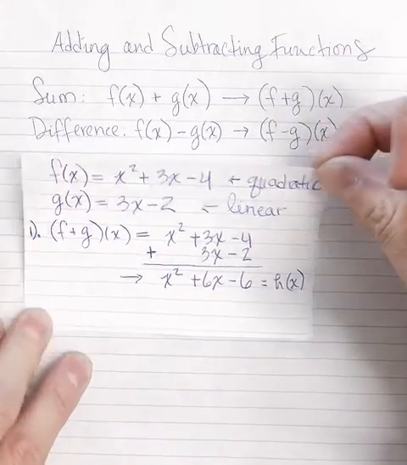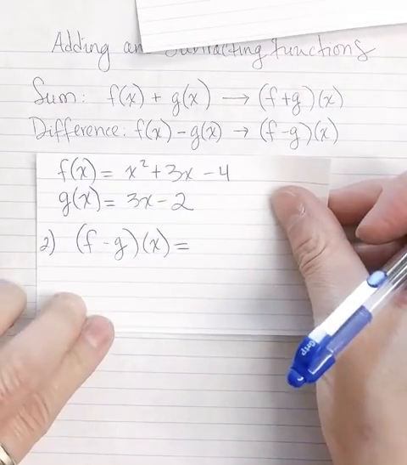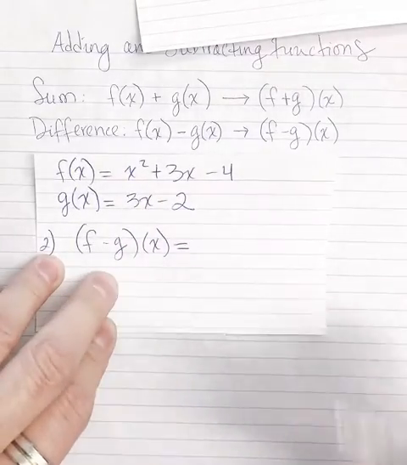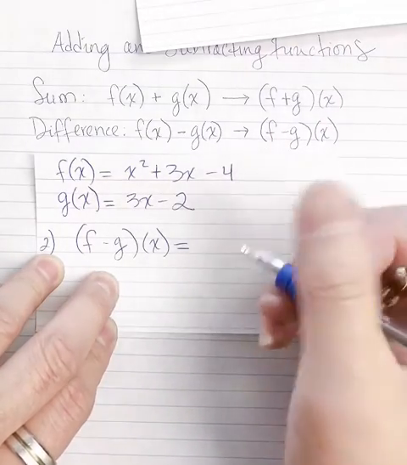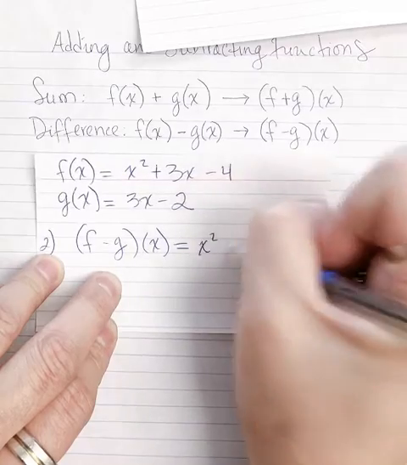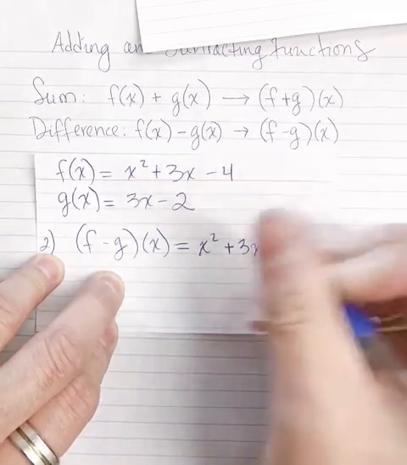We're going to do another example, and this is going to be the difference, okay? We're using the same two functions, but this time we're going to subtract. Again, I'm going to line them up vertically to make my subtraction a little bit easier, so that I can see like terms faster, right? So I'm going to subtract.